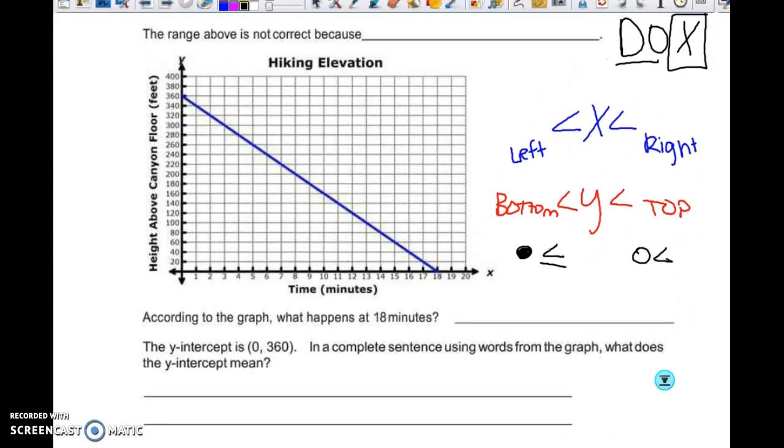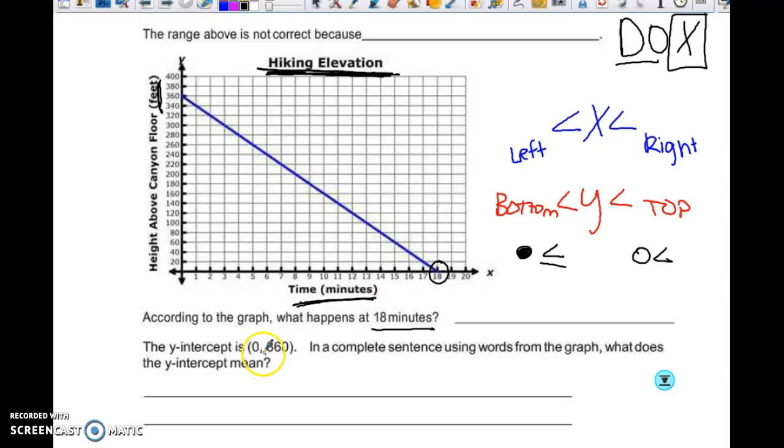So now, according to the graph, what happens at 18 minutes? So our x-axis is at 18 minutes. So what does it mean? First of all, understand what our graph is talking about, right? We're talking about the height above canyon floor in feet and time in minutes. So what do you think that means? Hiking, elevation. All right, think about that. In 18 minutes, right here at the bottom, what is the elevation? What does that mean, right?